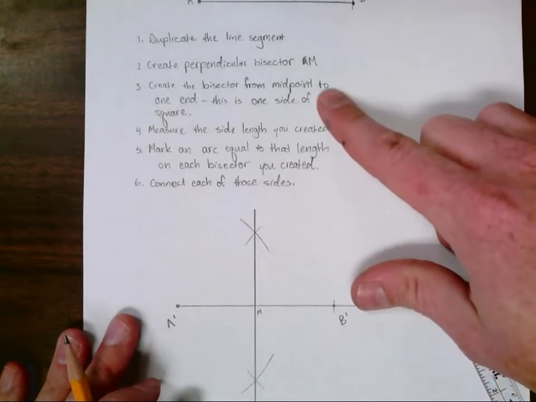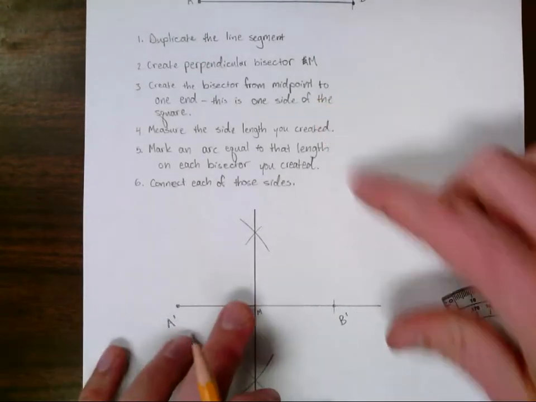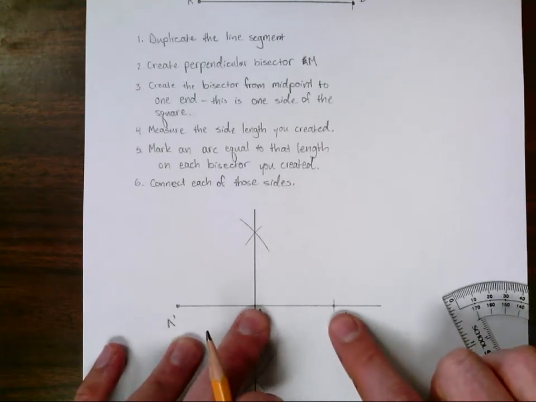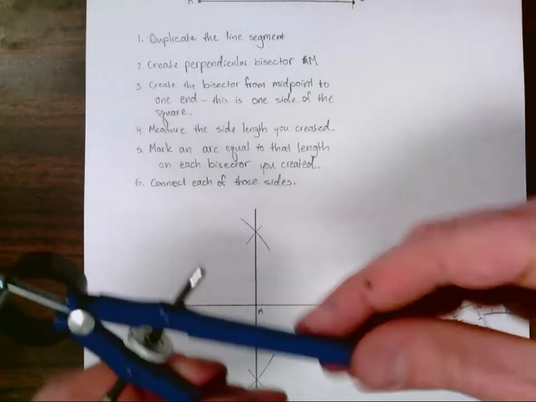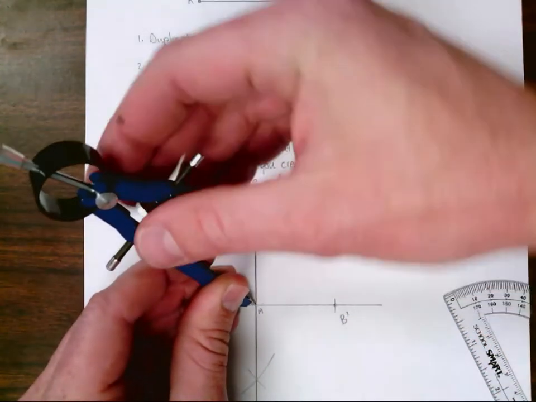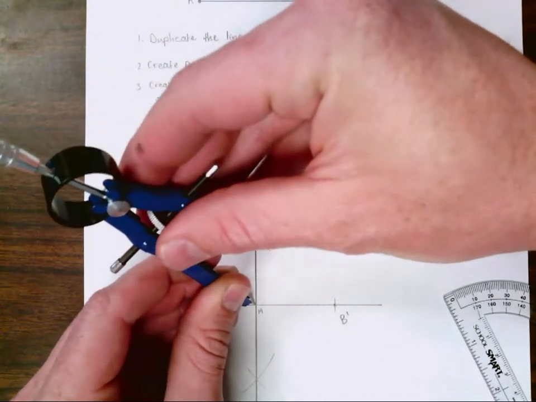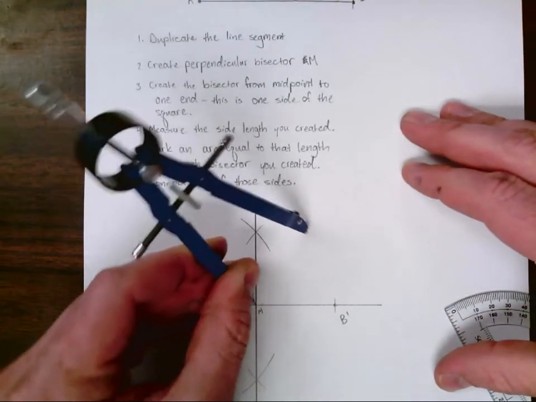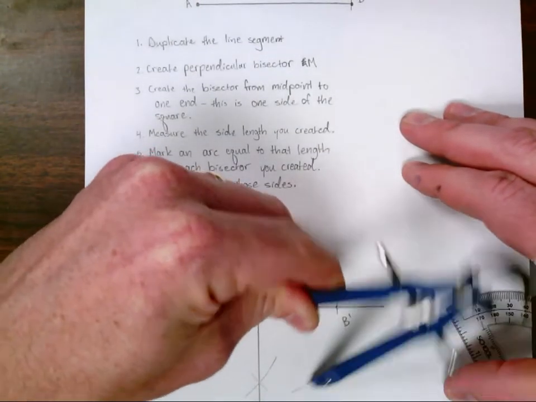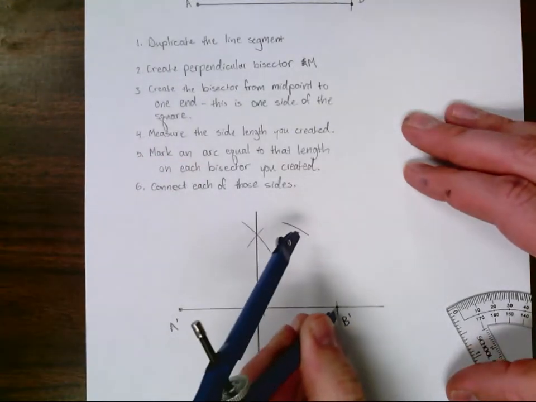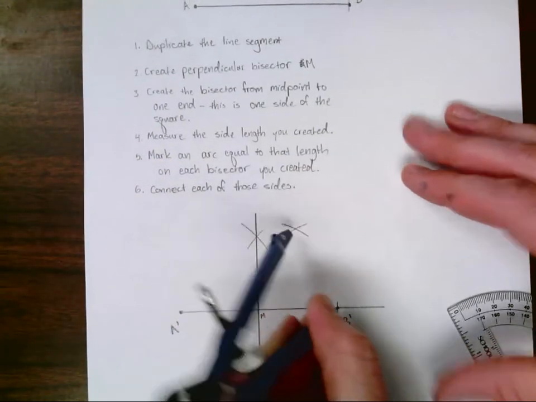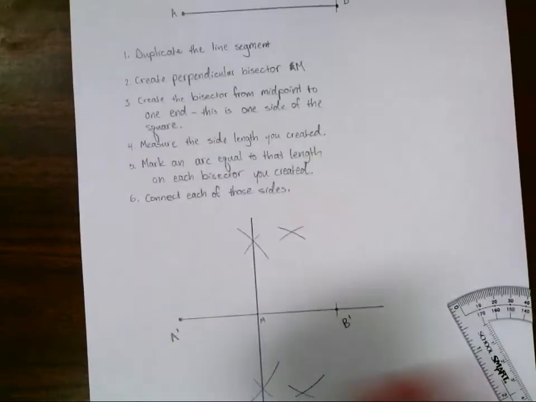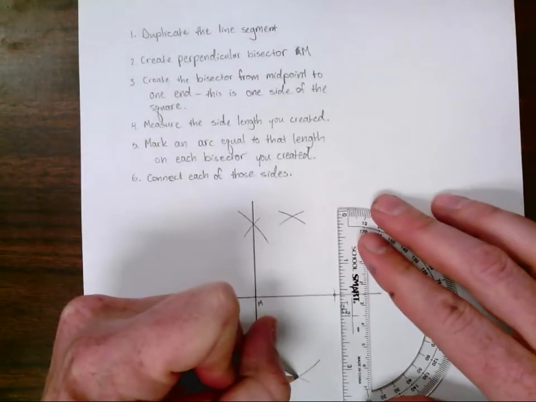Alright, next I'm going to create the perpendicular bisector from M to B. Again, make an arc above and below the line from each of the endpoints. Connect these with your straight edge.